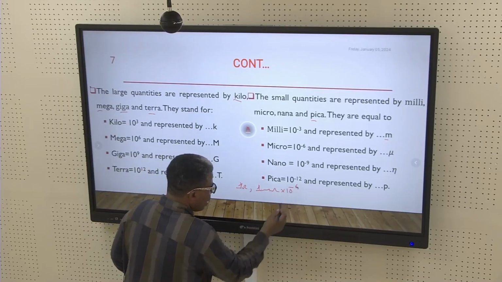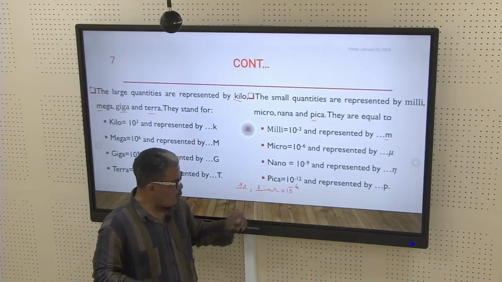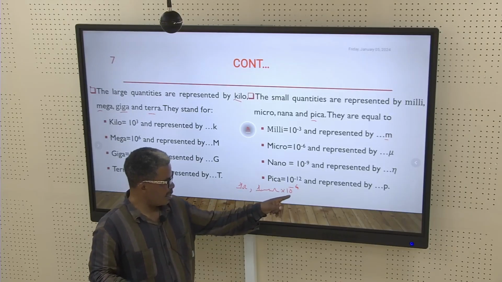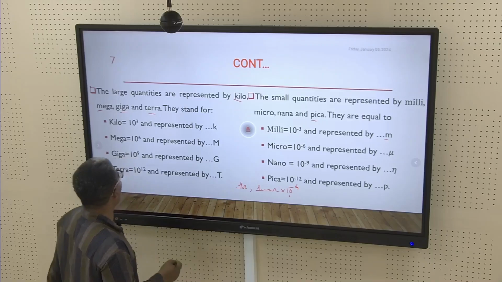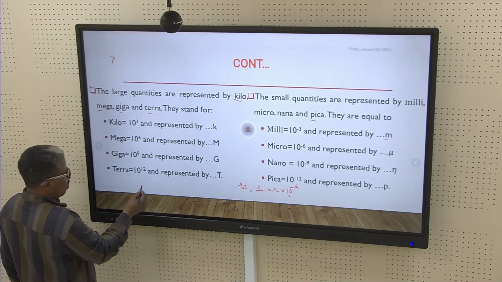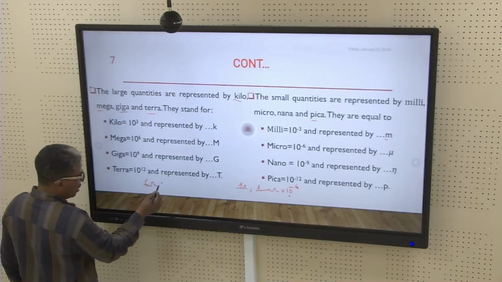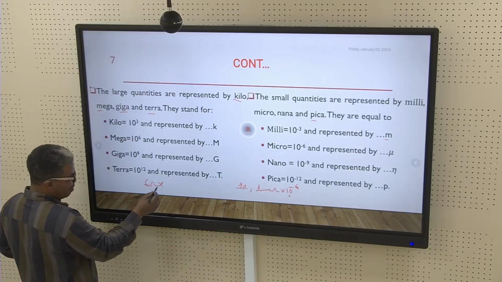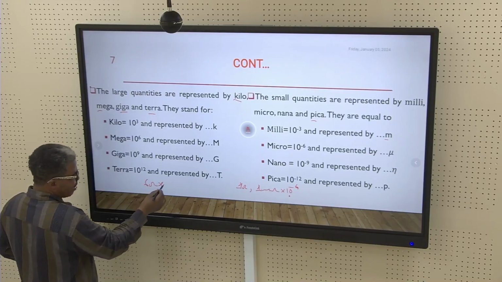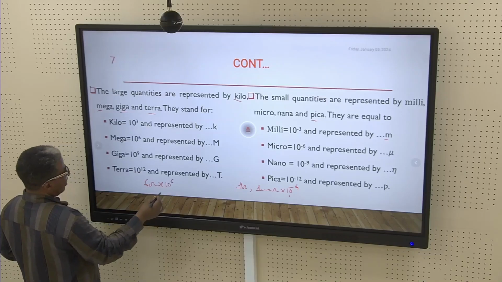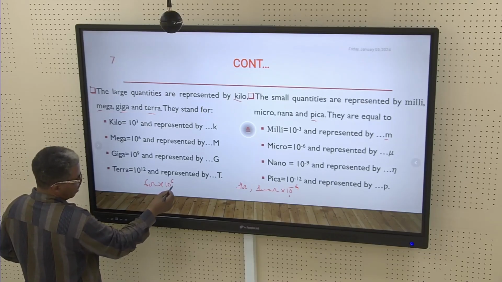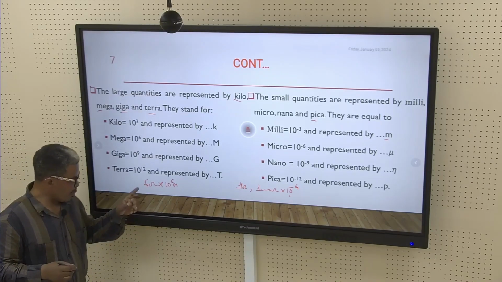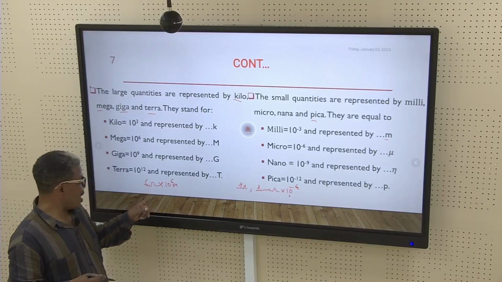If there is 1 micro ohm, it means you have to divide this 1 by 1 million. Or if you have 6 mega ohms, that means you have to take this 6 times 10 power 6, that is for mega. Capital M is for mega. That means you have to multiply the quantity you have by 10 power 6.